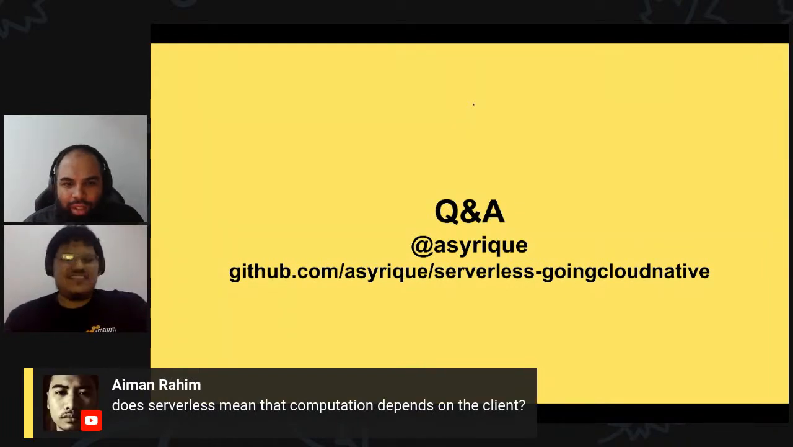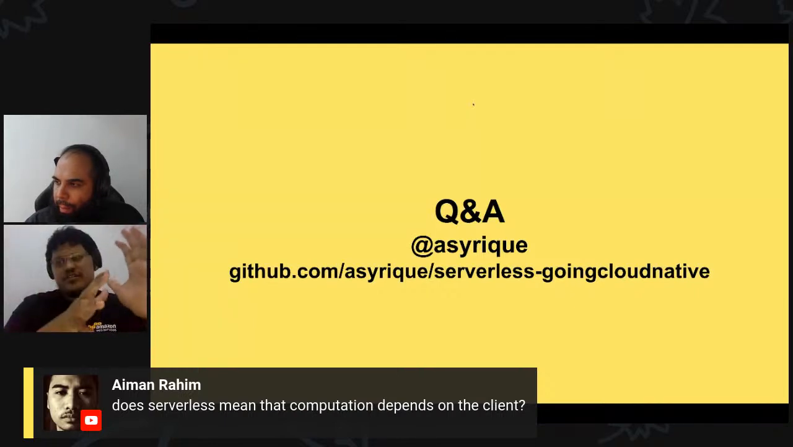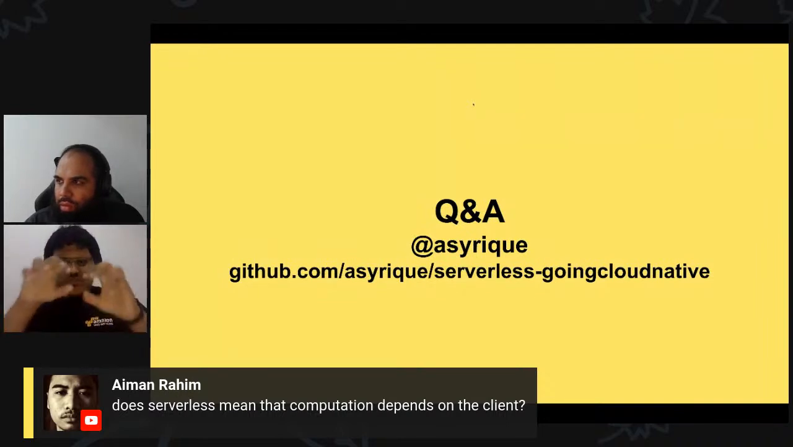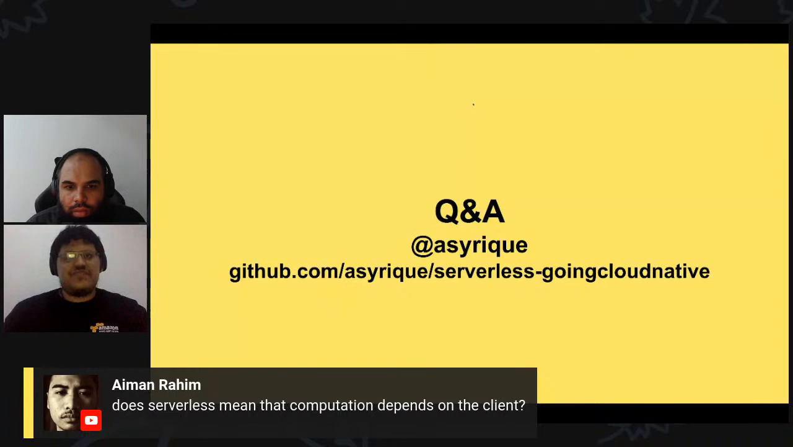So next we have Ayman, who asked, does serverless mean that computation depends on the client? So no, serverless doesn't mean that the computation depends on the client. Computation is not being run on the client at all. It's still being run on the cloud provider side. The difference between serverless and a regular VM or regular container is the unit of abstraction is no longer an app that is constantly running. Rather, you separate it out into the functions within that app and think of each function of this app as a separate serverless function.